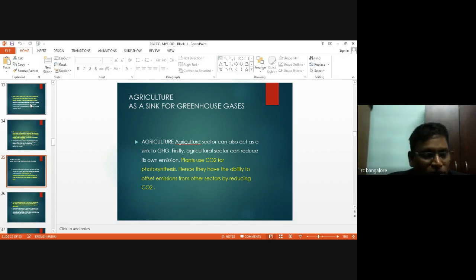So during photosynthesis, what will happen? Carbon dioxide is one of the important raw materials incorporated for the production of food by the plants. That is why the load of carbon dioxide will be reduced. That's why a large number of plantations are required. The plants use the carbon dioxide, by which the load of carbon dioxide in the atmosphere or the environment will be reduced.